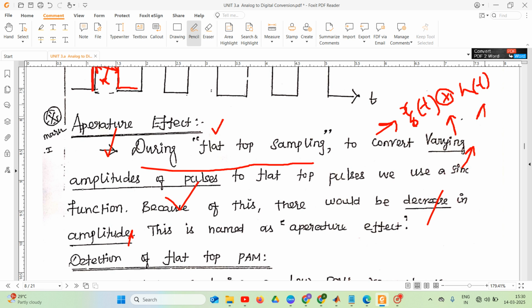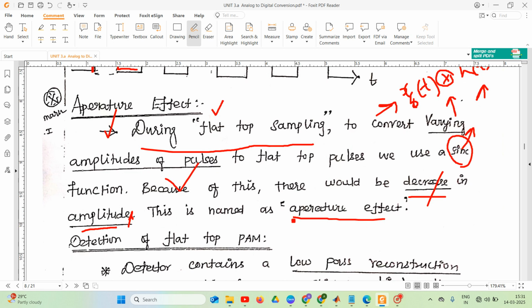Because of this h of t, in the frequency domain we call this one a sinc function. So we will get the decreased amplitude in the PAM signal. We call this the aperture effect, right? It is obtained while generating the flat top PAM signal. Decreased amplitude because of the sinc function, generating a decreased amplitude of the flat top PAM signal, is called the aperture effect.